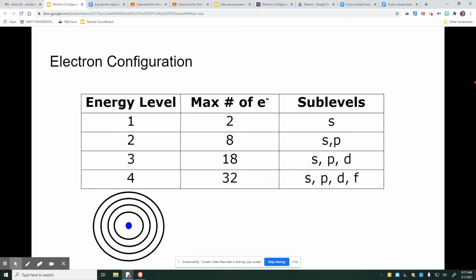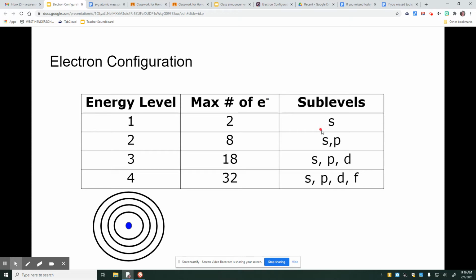So we started in the last video talking about each energy level and the maximum number of electrons that each energy level could hold. Now, I expect that you know this from middle school, but we're going to layer in the sublevels that exist in each of these energy levels. The first energy level can only hold 2 electrons and only has an s sublevel. So it's only a sphere shape, a mathematically drawn area of probability there on that first energy level.